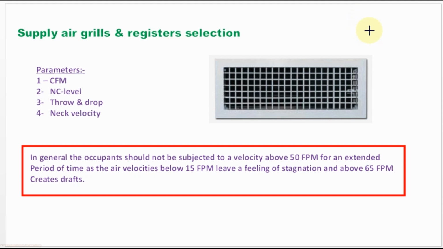When we are doing selection of grill and resistor, we should remember that in general the occupant should not be subjected to a velocity above 50 fpm for an extended period of time, as air velocities below 15 fpm leave a feeling of stagnation and a velocity above 65 fpm creates drafts.